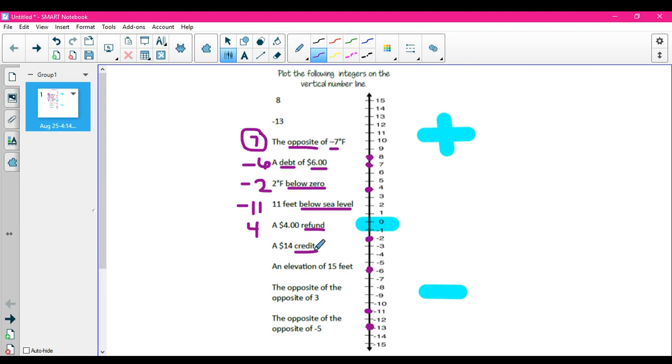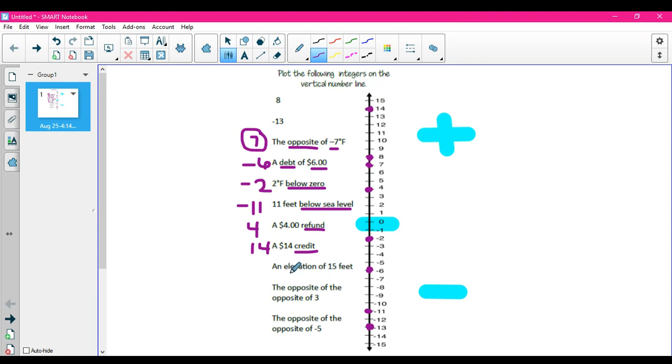A credit of $14, well, that's kind of the same thing as a refund. Sometimes when you go and get a refund, they put the credit back on your credit card. So that is also a positive 14. Positive numbers are located above 0.